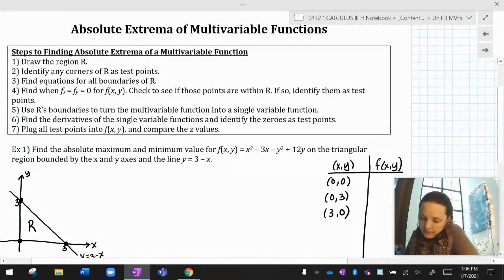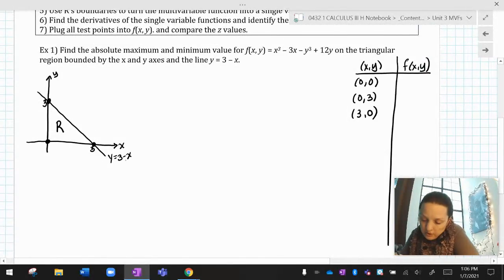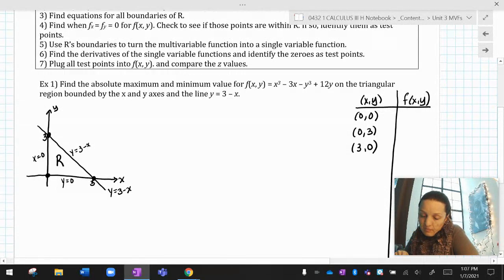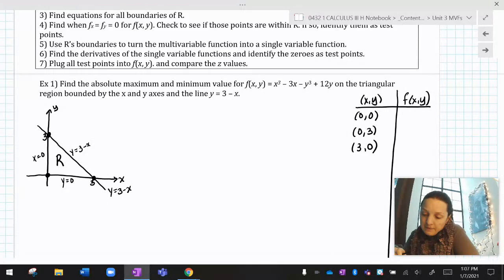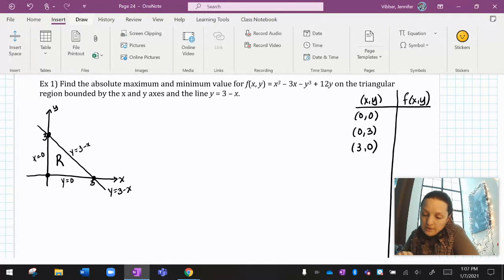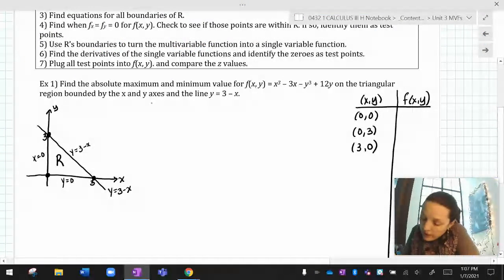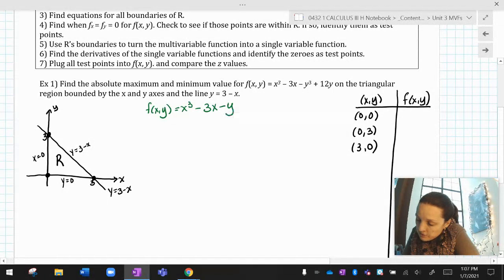Fine, done. Find equations for the boundaries. Well, I know that this is y equals 3 minus x. This is y equals 0. That's x equals 0. Okay. Number 4, find f sub x and f sub y and set them both equal to 0. Okay, so f of x, y, the original, is x cubed minus 3x minus y cubed plus 12y.